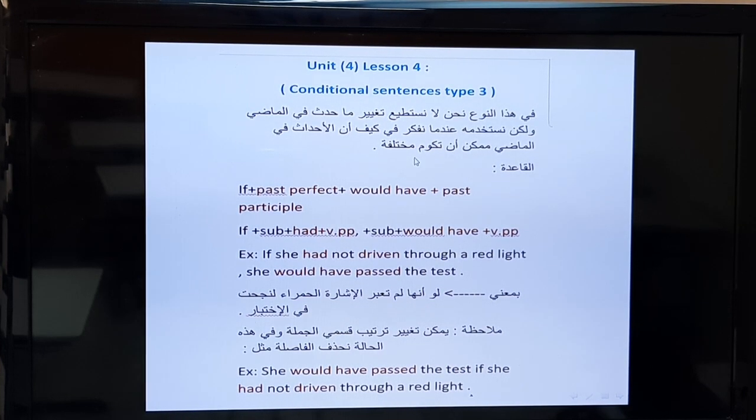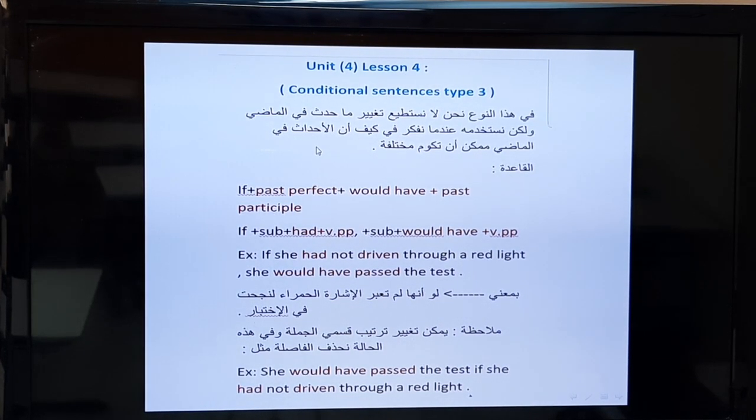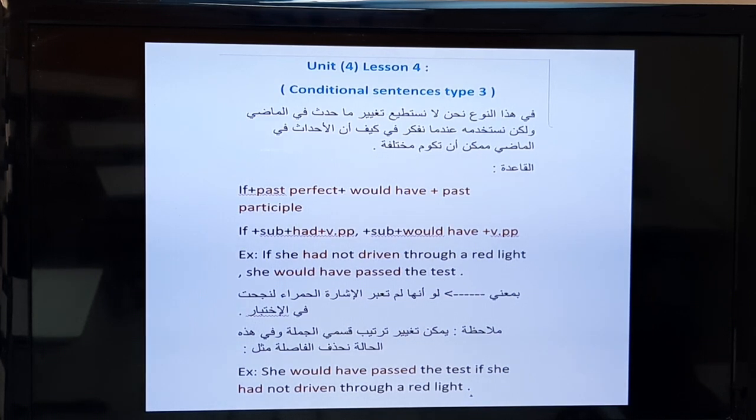In this type we cannot change what happened in the past, but we use it when we think that events in the past could have been different. In your book: we cannot change what happened in the past. This sentence is very important, okay? You can find this in your box, page number 45, in the box.